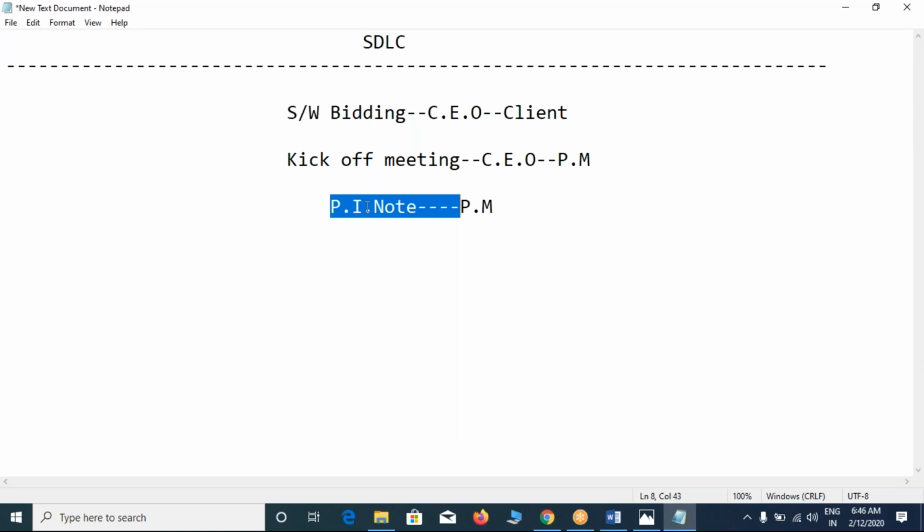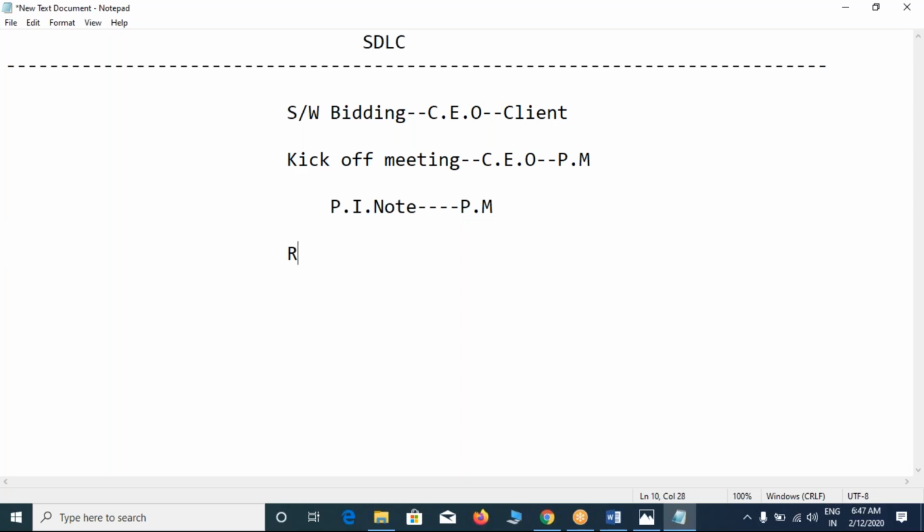Guys, it is a startup document. That's why it is called initiation. Initiation means a starting document, just to inform team members, which is called the project initiation note. So I hope up to here you understood, guys. Who will confirm the project at software bidding? CEO. And who will conduct the kickoff meeting? CEO, to select the project manager. Next, who will prepare the initiation note? Project manager.